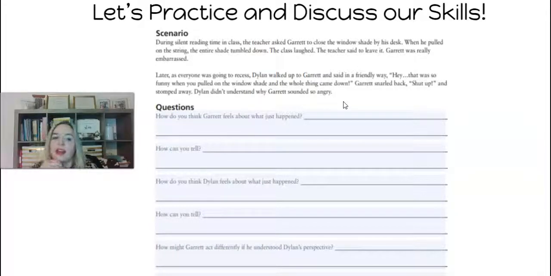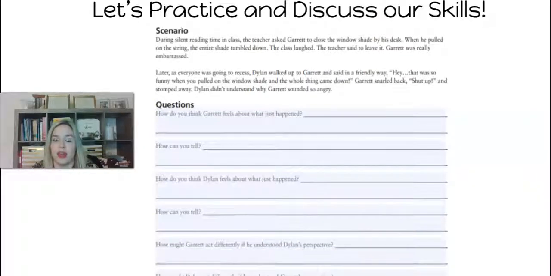So how might Garrett act differently if he understood Dylan's perspective? And how might Dylan act differently if he understood Garrett's perspective? What do you guys think? I'm going to give you all a few seconds to turn and talk to your neighbor about that. Okay, so come back to me in 5, 4, 3, 2, 1.